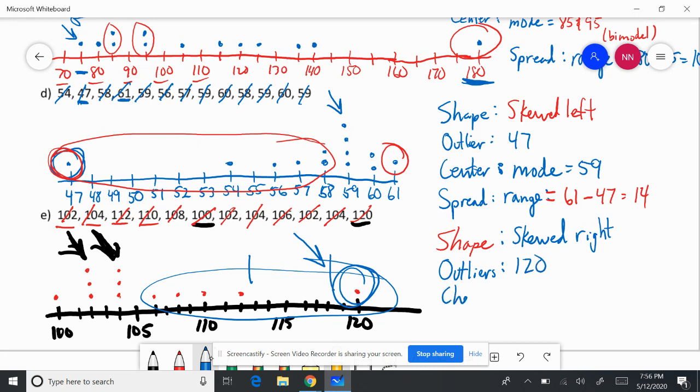Our center is our peak, or our mode. And if we're looking at this, we have two peaks. What we have is 102 and 104. So once again, this is bimodal. Once again, you don't need to say bimodal, but bimodal just means two modes.